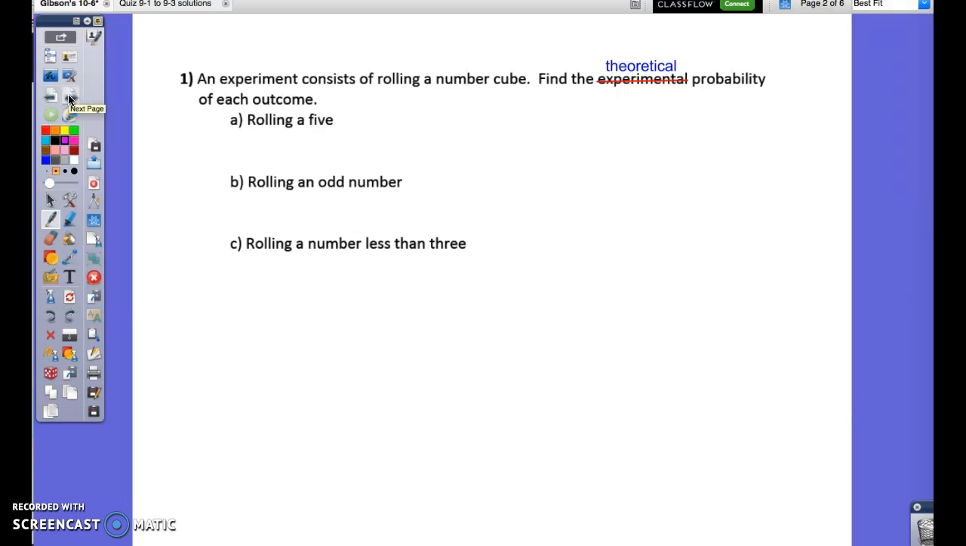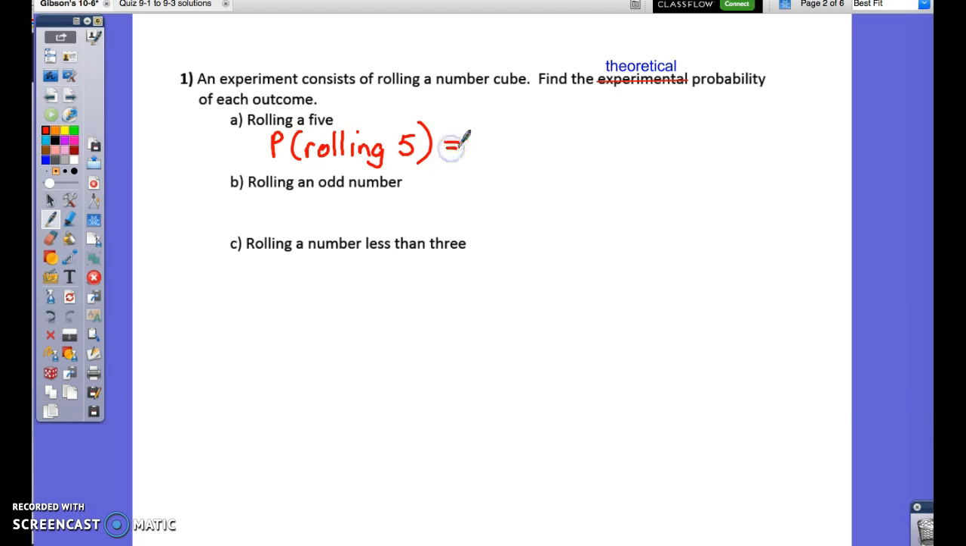All right, taking a look at some examples here. Number 1 says an experiment consists of rolling a number cube, which again is just another name for a die. Now there's a typo. It should read, find the theoretical probability of each outcome. So for starters, for letter A, they're asking us to calculate the probability of rolling a 5. Well, this is how we would write that, a capital P. We want to know the probability of rolling a 5, so that's how we'd show that in terms of math.